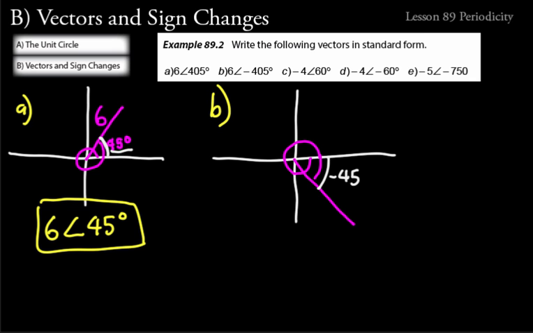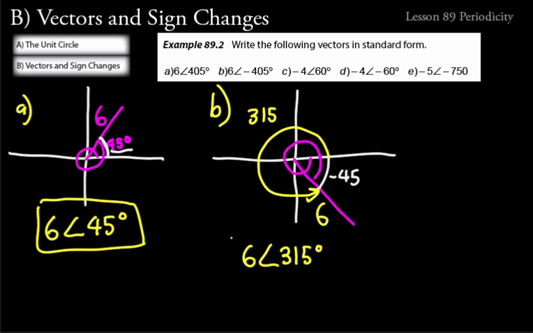That's coterminal. Go around the other way. That's coterminal with this 315 degree angle. So remember, our standard form is to write the angle as positive, write the magnitude as positive. Our magnitude already is positive. It's 6. So the answer there is 6 angle 315 degrees. That's our standard form for that vector.